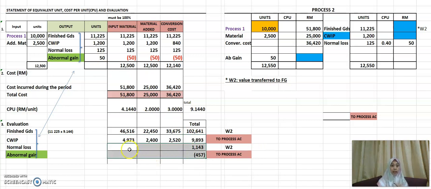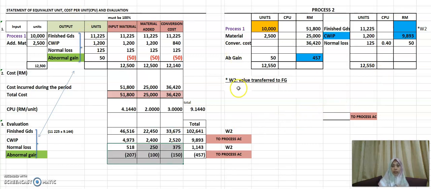After you have done that, the next step is you want to fill in the blue boxes here. So for your abnormal gain, you have worked it out as 457 here. So that goes to the process account. So 457. And then for your closing WIP, you have this one, 9893. So that goes to your process 2.